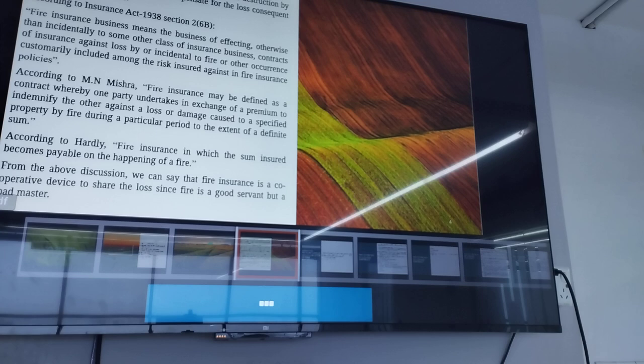From the above discussion, we can say that fire insurance is a cooperative device to share the loss, since fire is a good servant but a bad master.